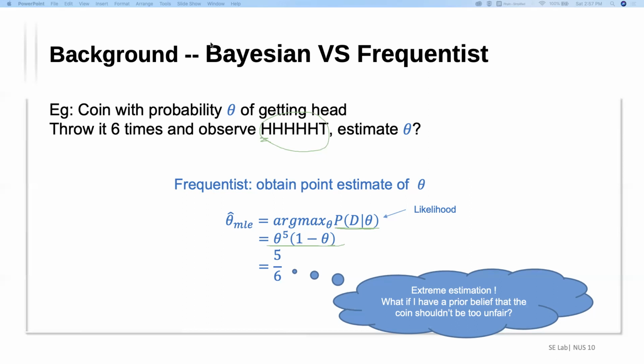Do you mean that you do a lot of experiments, like you throw it 6 times and you do it over and over again and you found out the probability is 5 over 6 and that's how you calculate theta? So suppose we only throw 6 times and then we estimate theta. The point is, that is about the concept of maximum likelihood estimation.